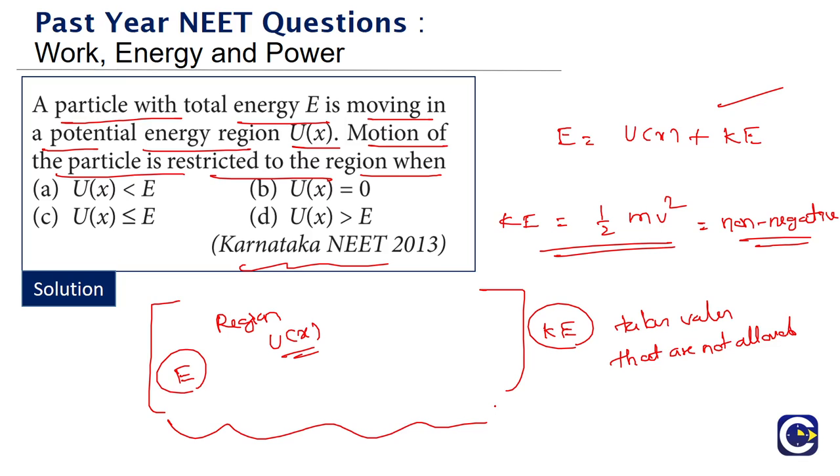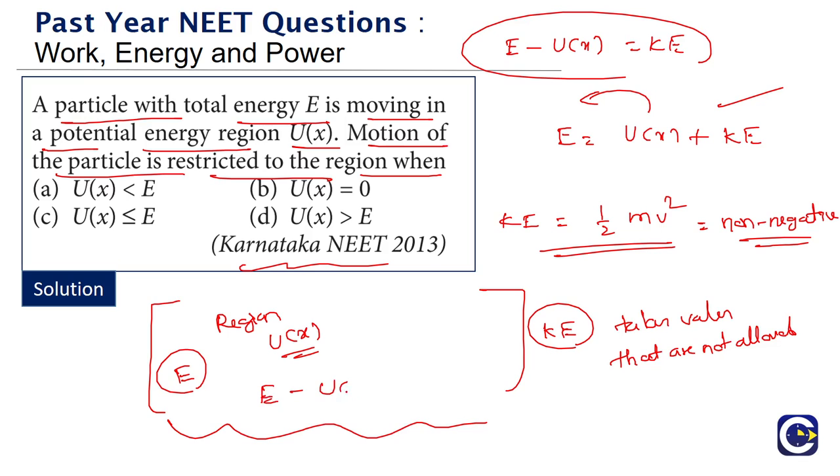So what is the condition we can think about? If we look inside the region, we define the relation between the total energy and potential energy like this. Here the kinetic energy formula is E minus potential energy, right? This is the kinetic energy formula. We define our region such that the kinetic energy will always be greater than or equal to 0.